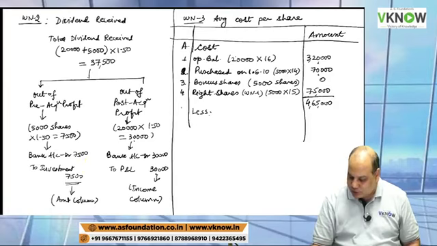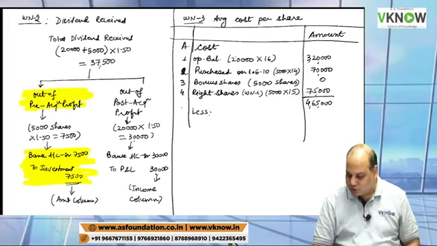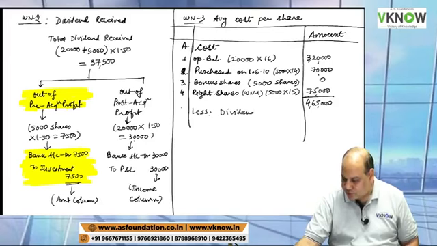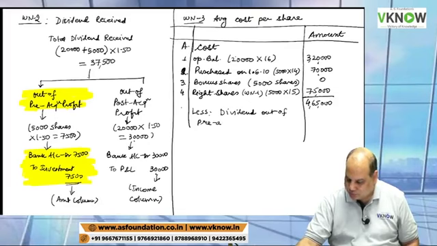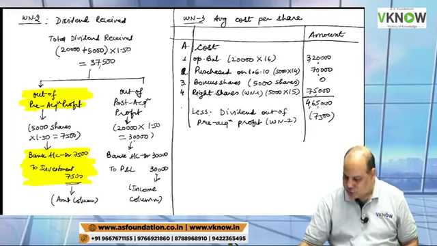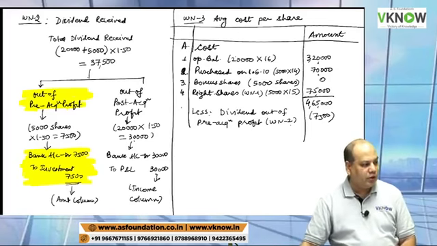But there is one hidden adjustment. There is a dividend received out of pre-acquisition profit. This dividend out of pre-acquisition profit will be credited to investment account. That will reduce the cost. Less: dividend out of pre-acquisition profit, 7,500 in bracket, working note 2.